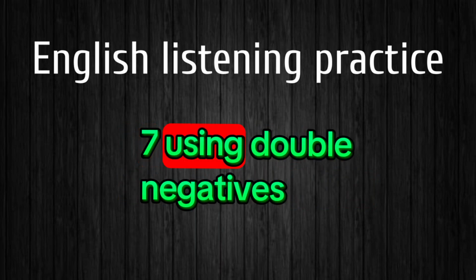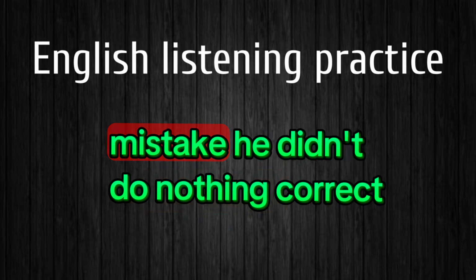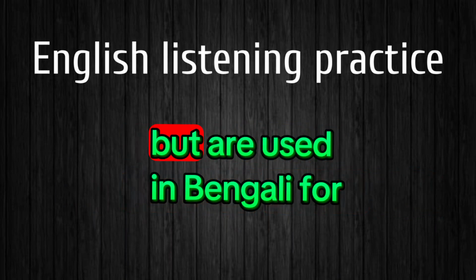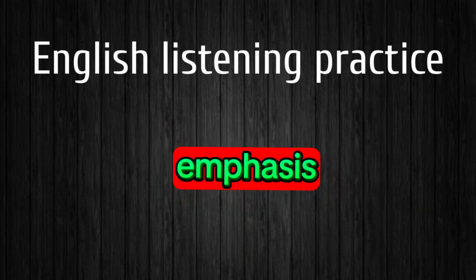7. Using double negatives. Mistake: He didn't do nothing. Correct: He didn't do anything. Double negatives are incorrect in standard English but are used in Bengali for emphasis.